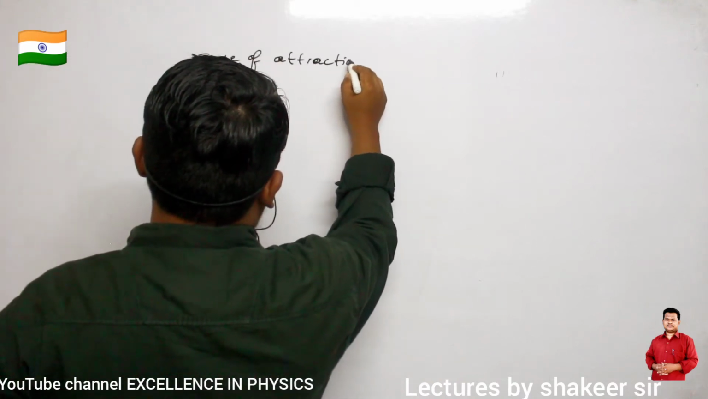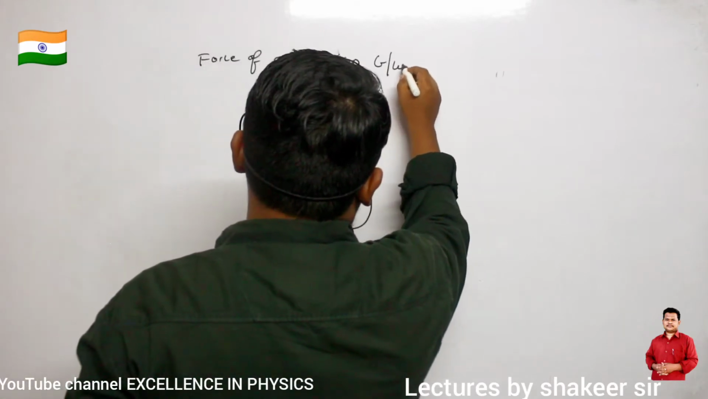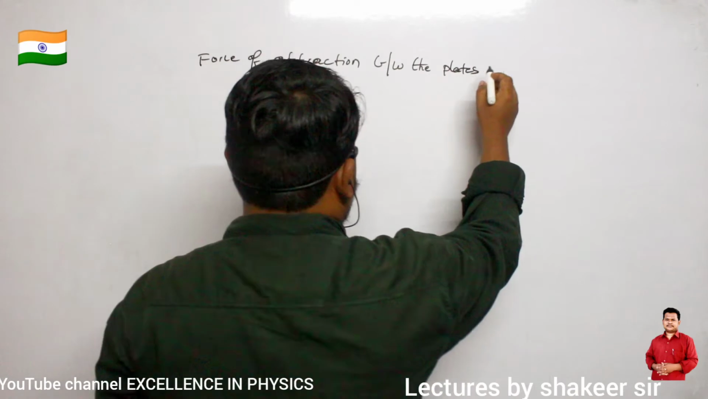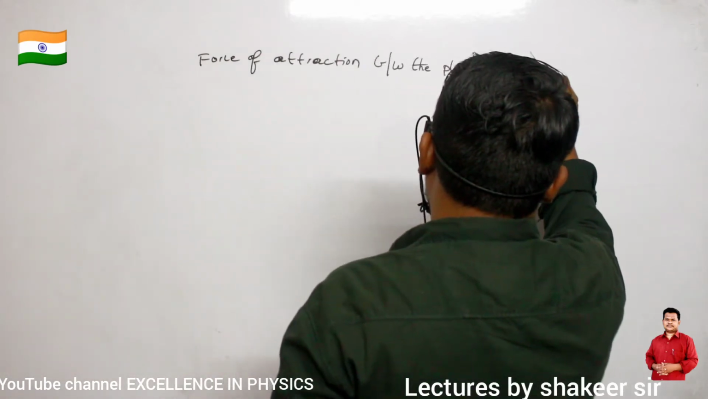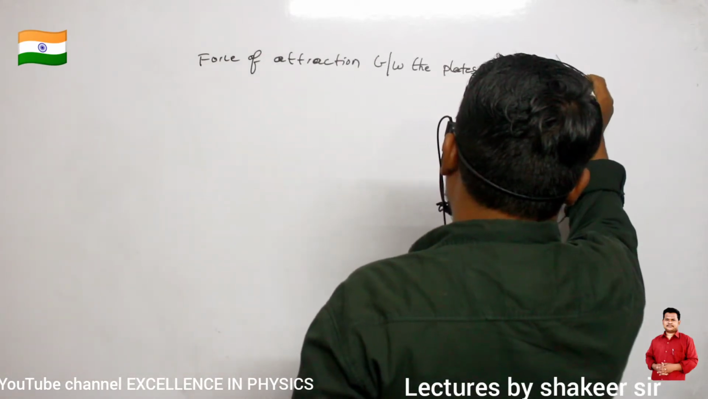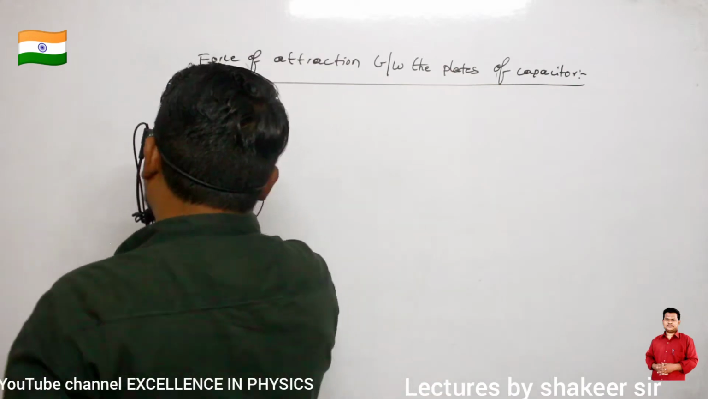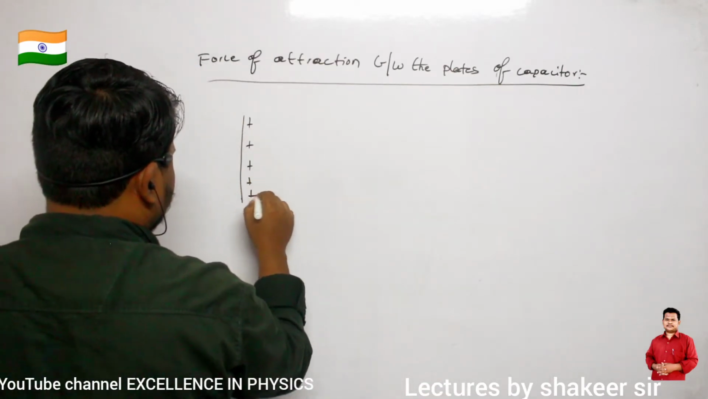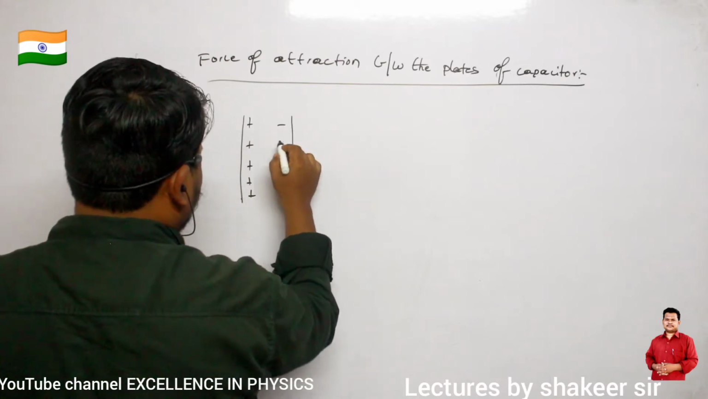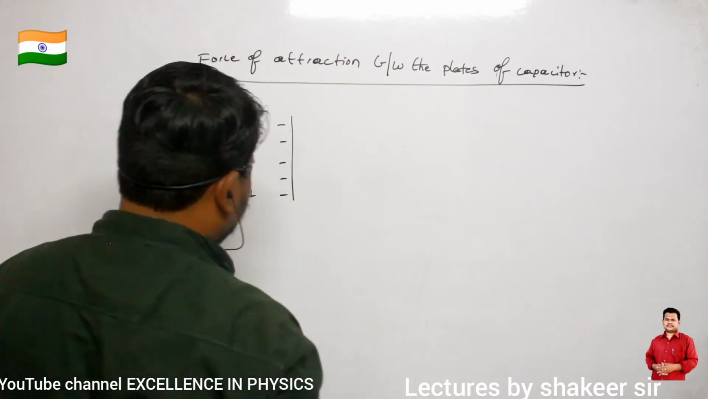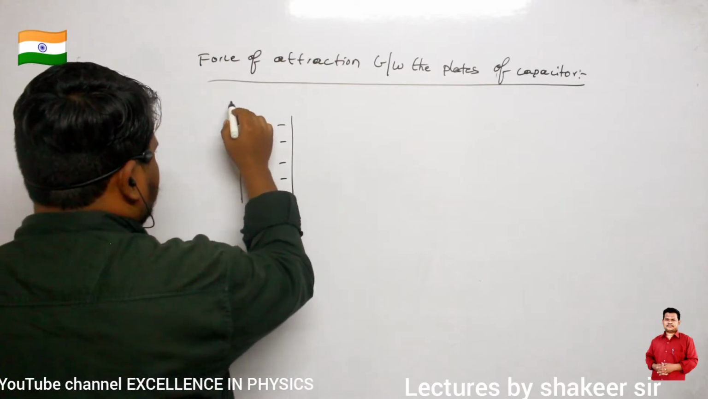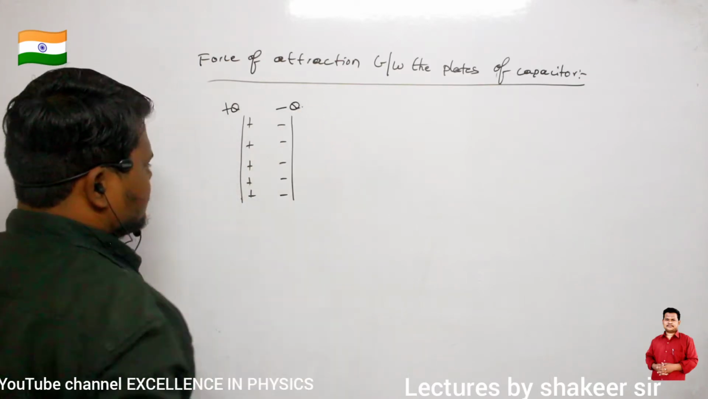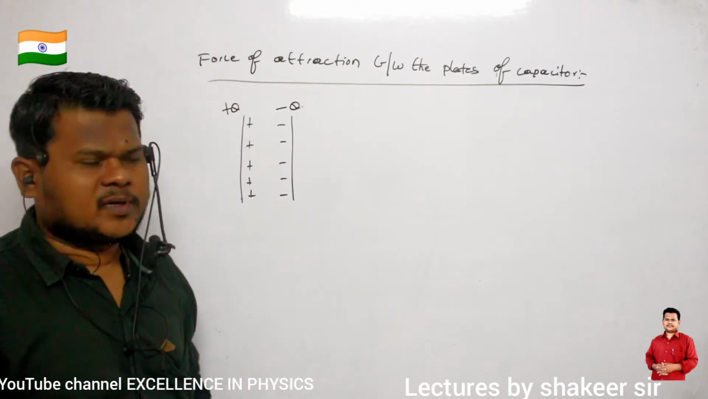Force of attraction between the plates of a charged capacitor. So this is one plate which is positively charged. This is another plate which is negatively charged. Let plus q amount of charge be present on the positive plate, minus q amount of charge on the negative plate.